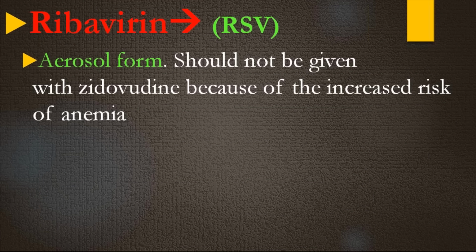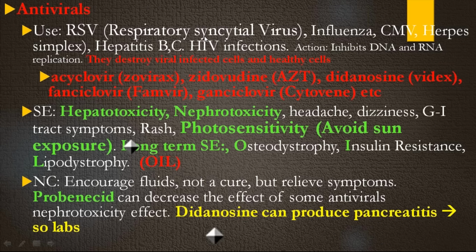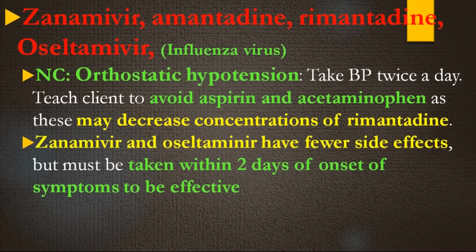Okay, so we have Ribavirin, which is used for respiratory syncytial virus. The RSV, respiratory syncytial virus, is given in the form of aerosol. Why? Because it's easier, because mostly these viruses are going to affect very young kids, less than 4 years old. So it's difficult to give medication, so aerosol is easier in this case.